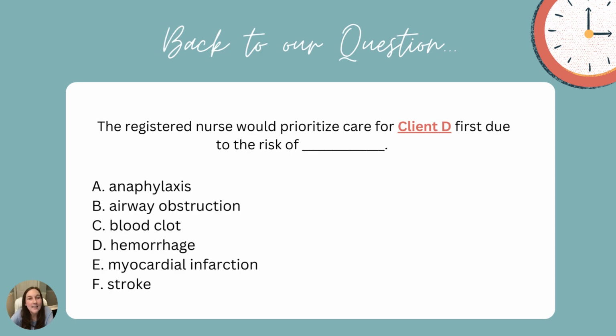All right, let's look at this again. So we have our first blank, which is going to be client D. Now let's look at the rest of it. So the registered nurse would prioritize care for client D first due to the risk of blank. And here are your options. So you're going to look at these options and you're going to go ahead and drag one of these, or just pretend to at home, into that blank. Pause the video and press play when you're ready.